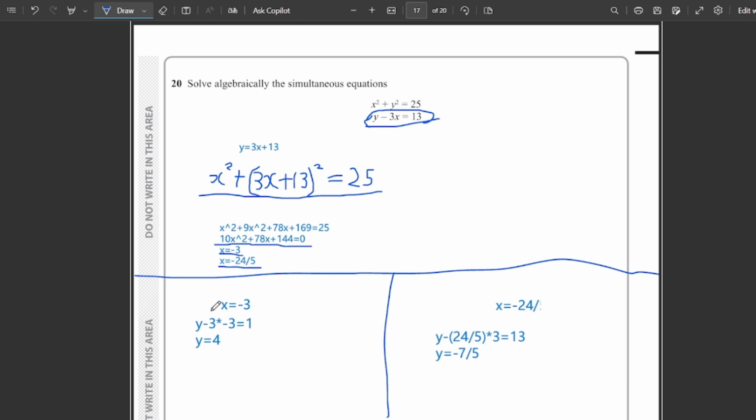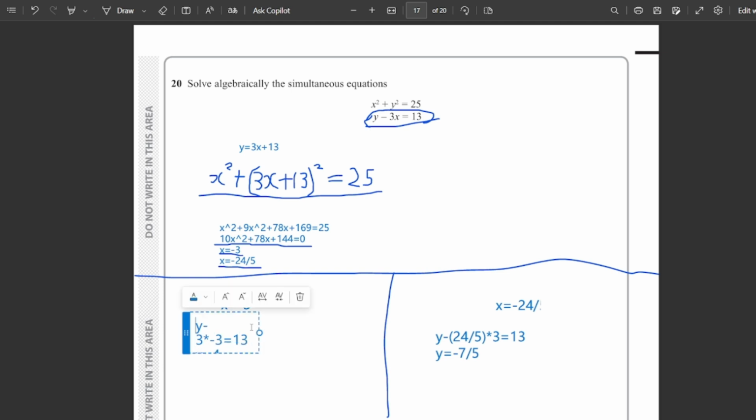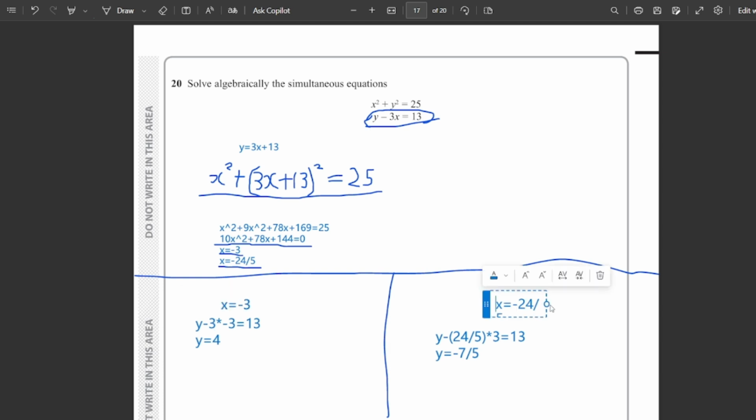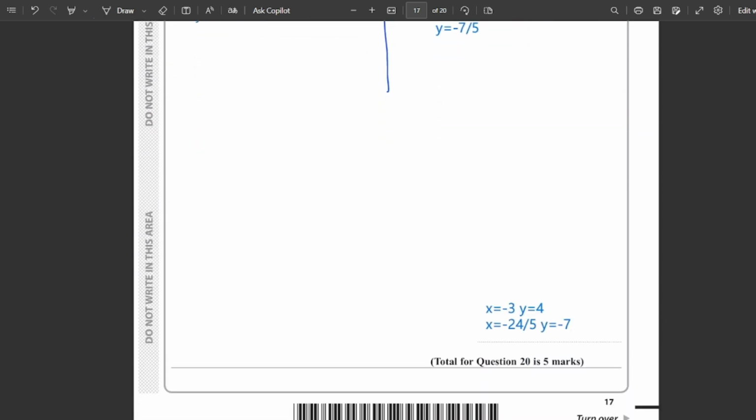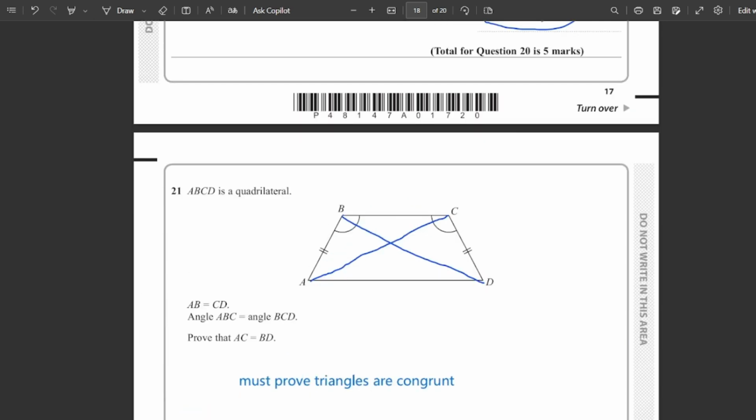So for x equals minus 3, y minus 3 times minus 3 equals 13, and then y equals 4, because 13 minus 9 equals 4. For x equals minus 24 over 5, y minus 24 over 5 times 3 equals 13. Just move that across, y equals minus 7 divided by 5. And you don't actually have to pair it up for this question, which is really weird, but I decided to pair it up. So when x equals minus 3, y equals 4. When x equals minus 24 over 5, y equals minus 7 over 5. I don't know why my PDF's having issues, but yeah, y equals minus 7 over 5.